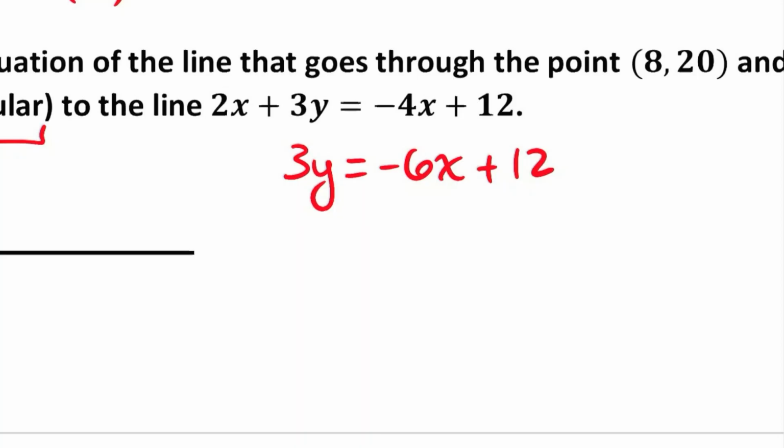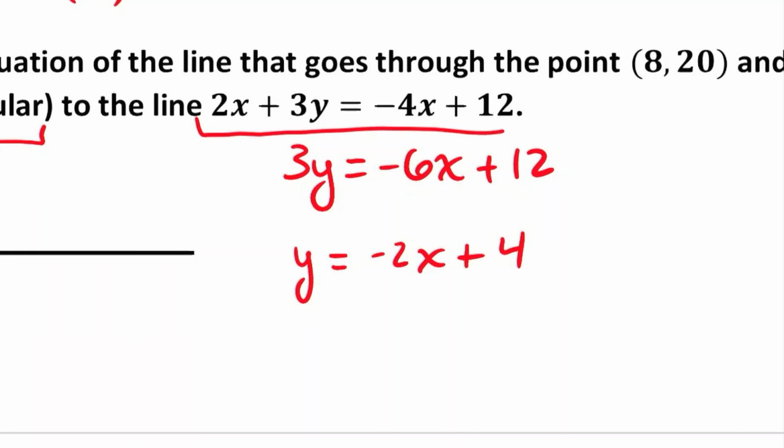There's one term on the left, 2 terms on the right. They're all going to be divided by 3. Just pushing a factor of 1/3, or dividing everything by 3. This is going to become y is equal to negative 6 divided by 3 is negative 2x, and then plus 12 divided by 3 is the number 4. So the slope of this line is negative 2.